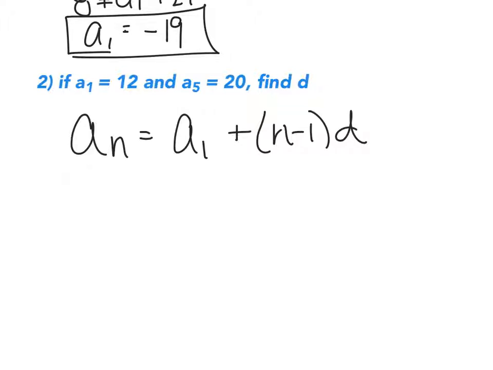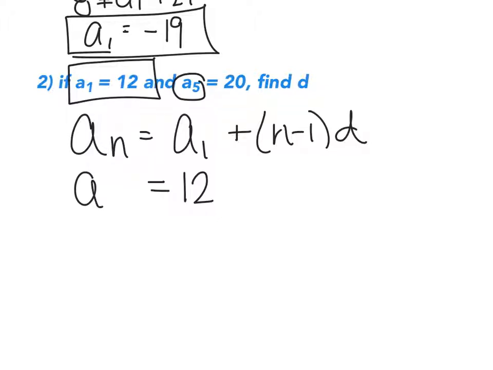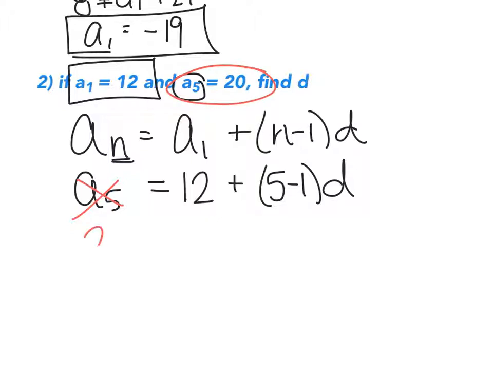Okay, so notice they were nice enough and they gave you a sub 1. So I can replace that with a 12 right off the bat. So I'm going to use the fact that I know a sub 5. So I am going to replace all my little n's with a 5. Plus 5 minus 1 times the difference, which I don't know. That's the question, of course. And now I can replace a sub 5 with the answer of 20.